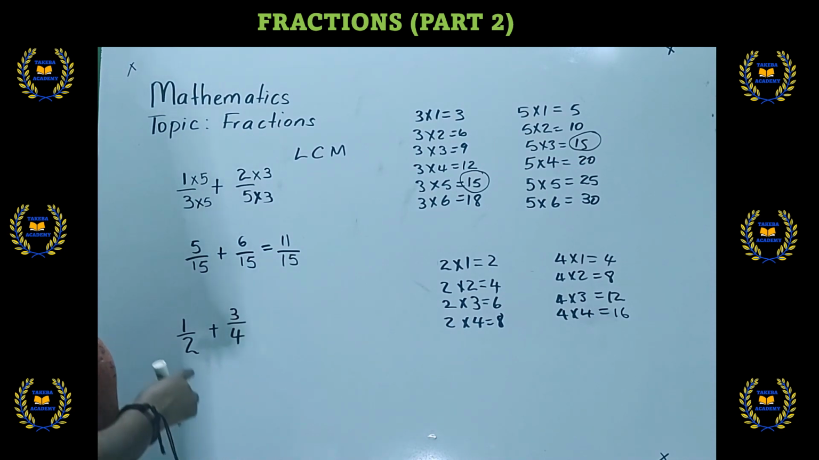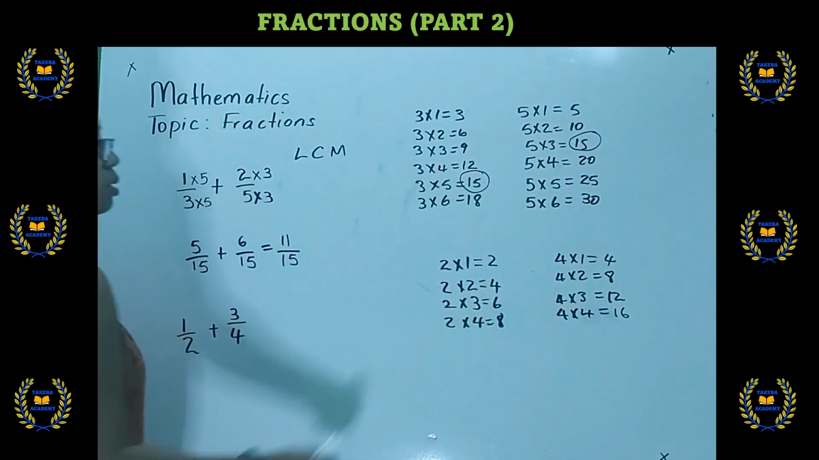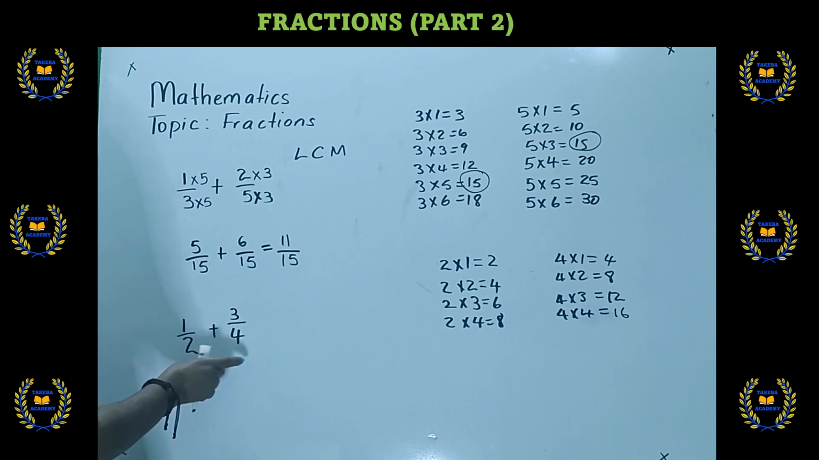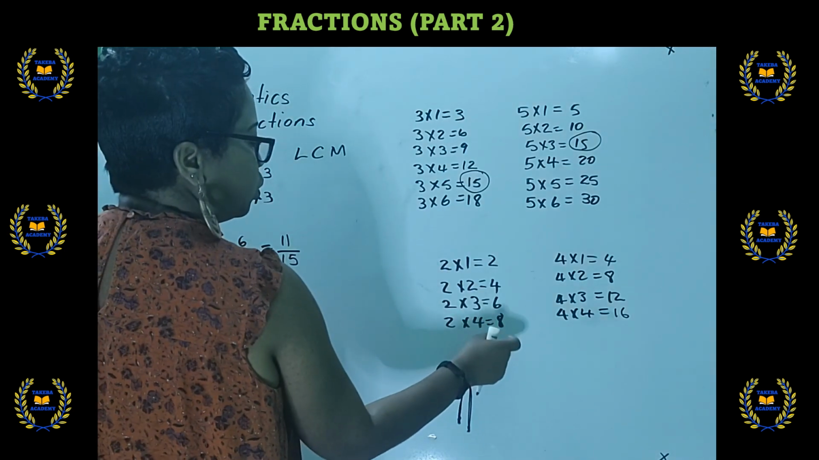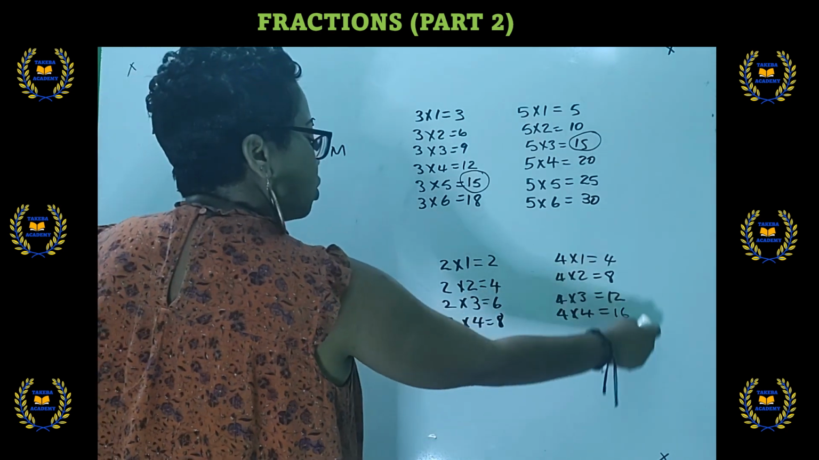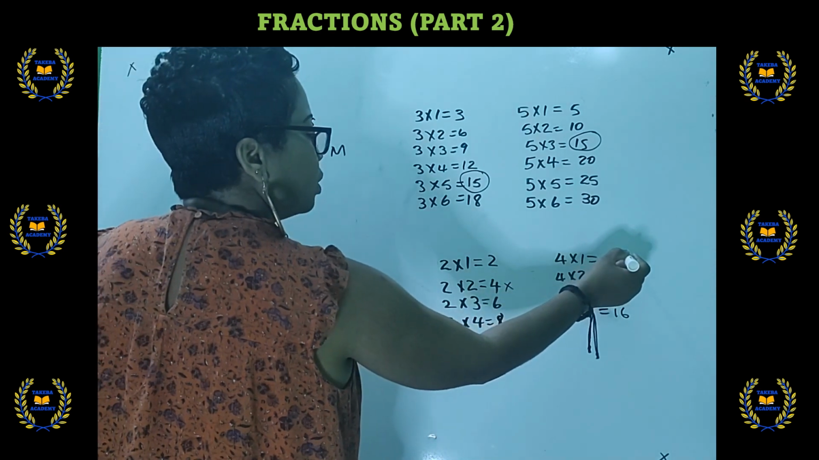Alright, so now, again, like I said, we have to find the LCM of these two numbers. So we're going to look at the multiples of 2 and the multiples of 4 to see what is common to both. We want the lowest common multiple. So we look at the multiples of 2. We look to see what's common here that's also over here. So I look and I see that 4 is common to both.